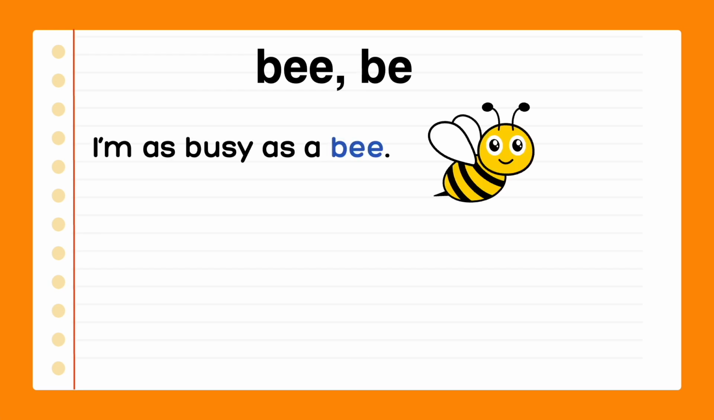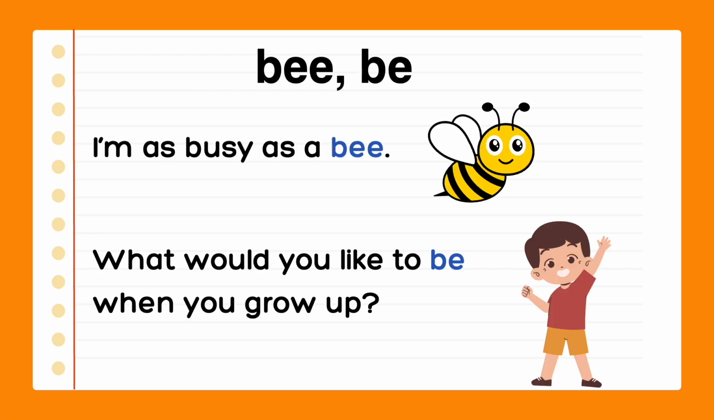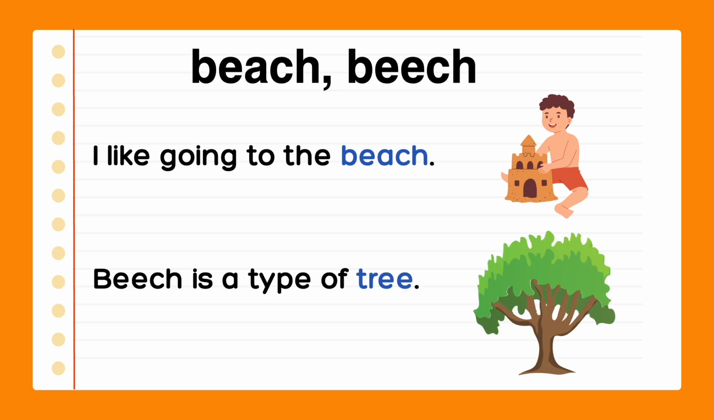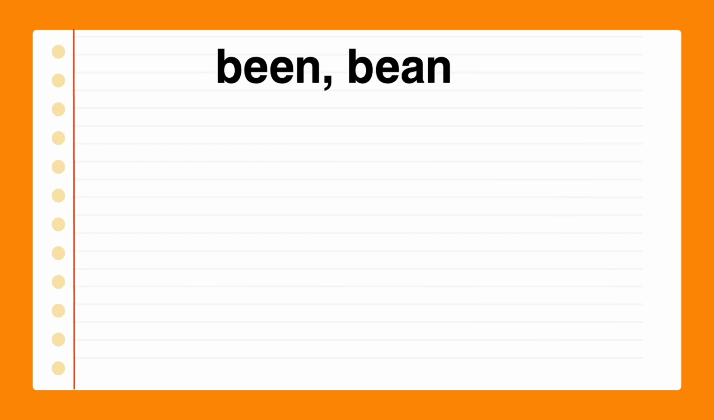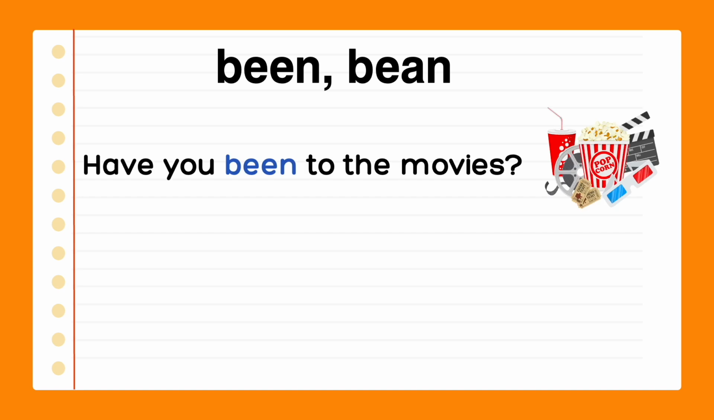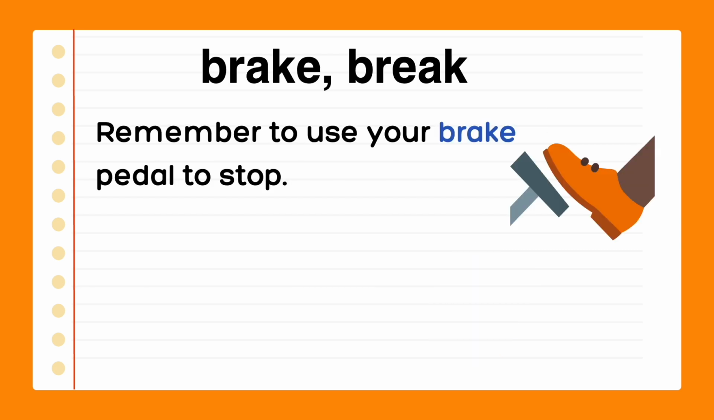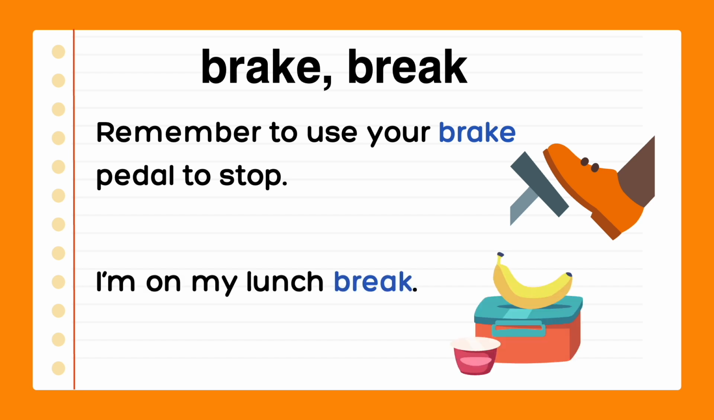Bee. I'm as busy as a bee. What would you like to be when you grow up? Beach. I like going to the beach. Beach is a type of tree. Bean. Have you been to the movies? I like beans on toast. Break. Remember to use your brake pedal to stop. I'm on my lunch break.